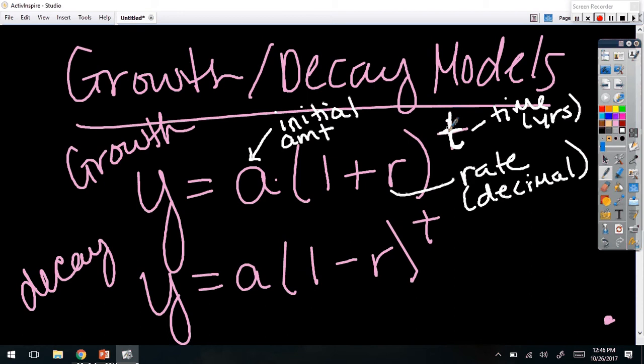Now, think about this. Why do you think that the first one is growth and the second one is decay? The minus and plus. A rate's a percent. If it grows 25% each year, then 0.25 is my rate. If I add 1 to it, I'm at 1.25. If I subtract 1, I'm at 0.75. So I'm greater than 1 versus less than 1.